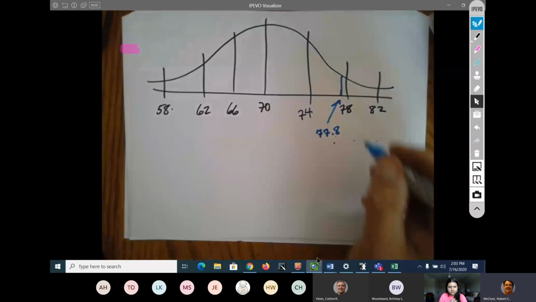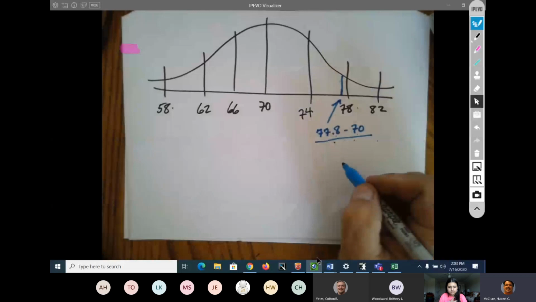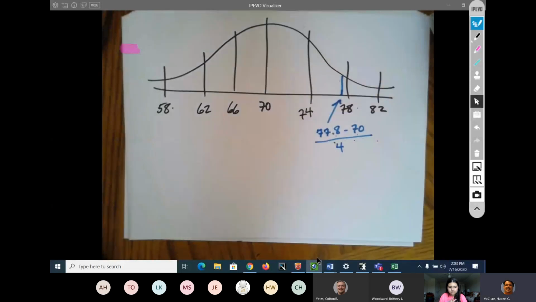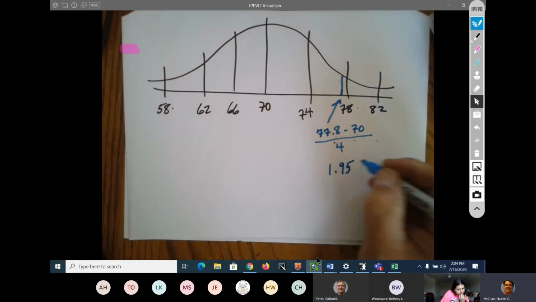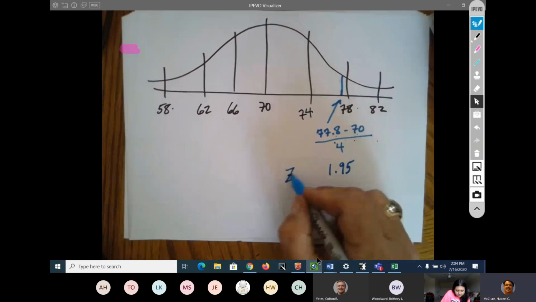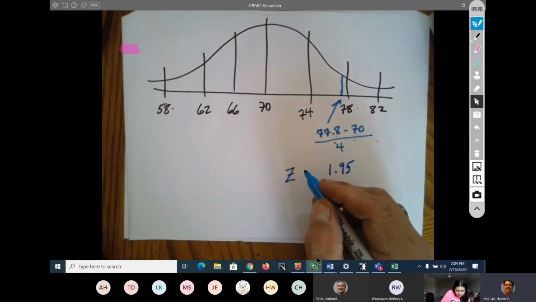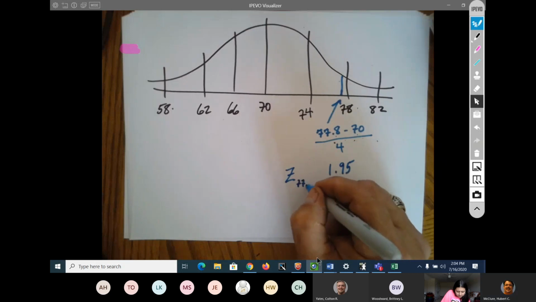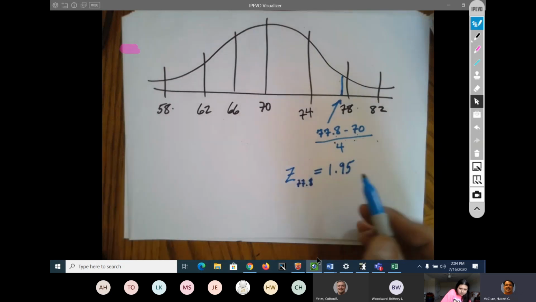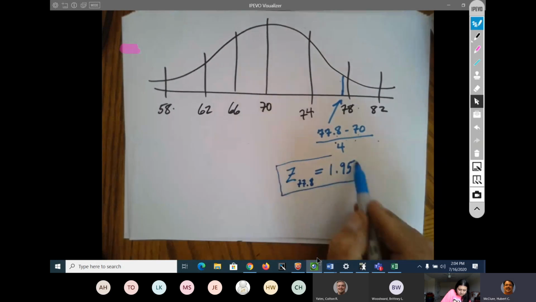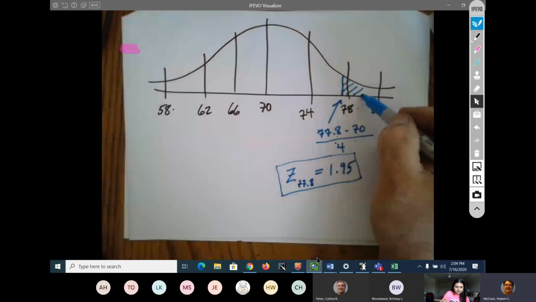Minus 70 over, my new standard deviation is what? 4. So somebody crank that out for me and give me a z-score. That's going to be 1.95. So the z-score for 77.8 is equal to 1.95. So they want to know above 77.8.